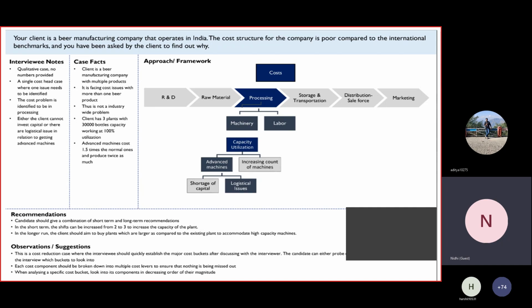The final recommendations he gave were very good. If we talk about the short-term period, obviously we cannot have that machinery in the short term. So what we can do, we can utilize labor for that, and we can have more labor so that they can produce more. And in the long term, we can install that machinery. So that was the case. Any doubts we can consider in the chat box right now, post which we will be starting off with the growth strategy.